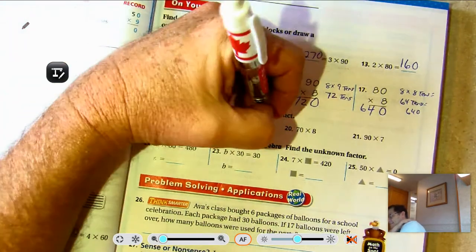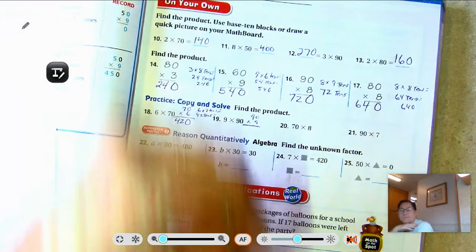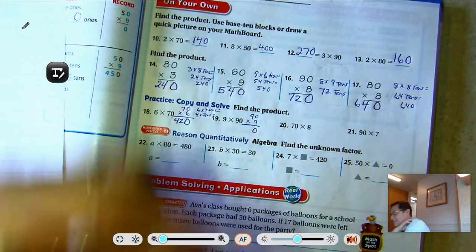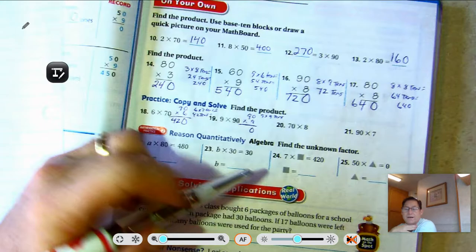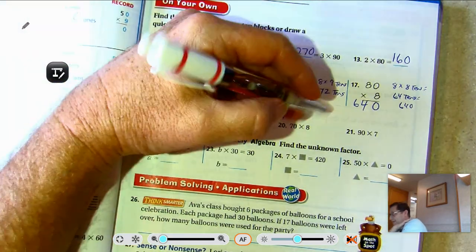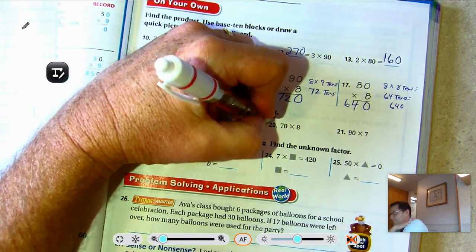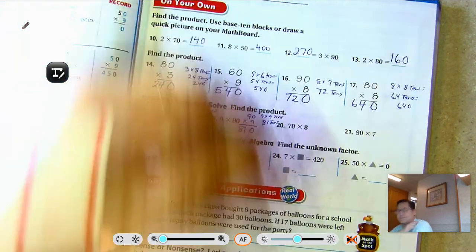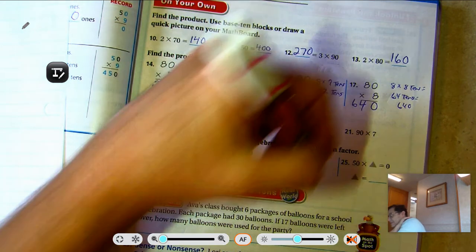9 times 90. Well, 9 times 0 is 0. 9 times 9. So I'm multiplying 9 by 9. So the tens digit is 8. 81. 9 times 9 is 81. 81 tens is 810.